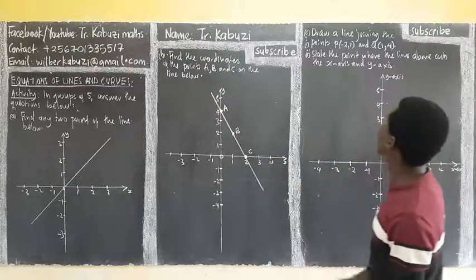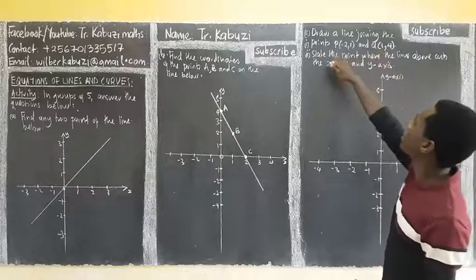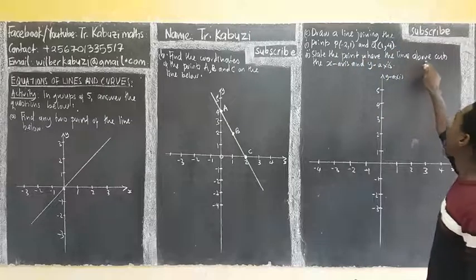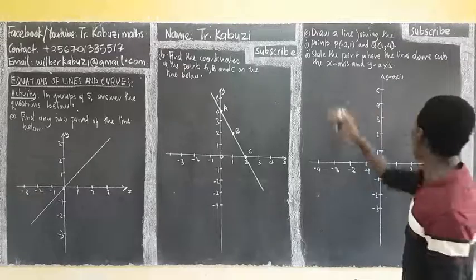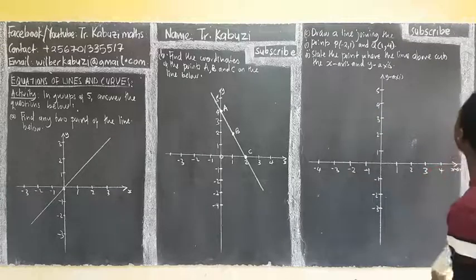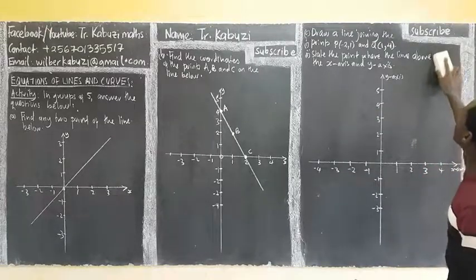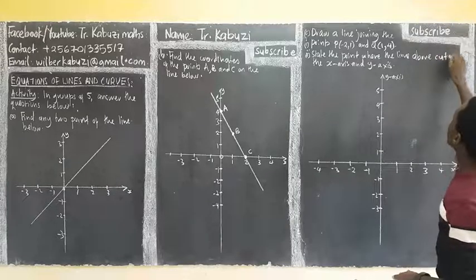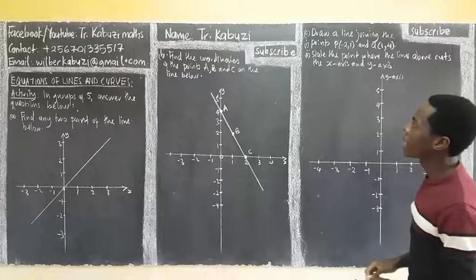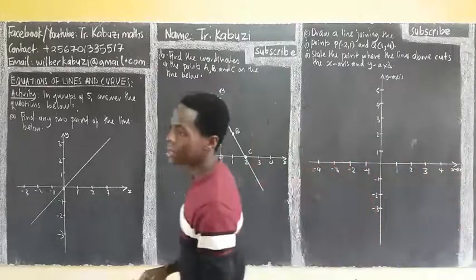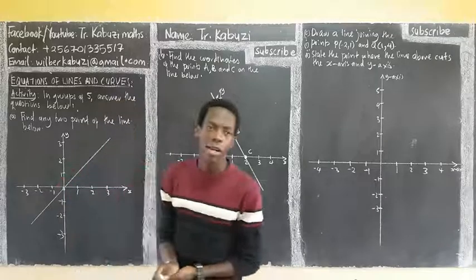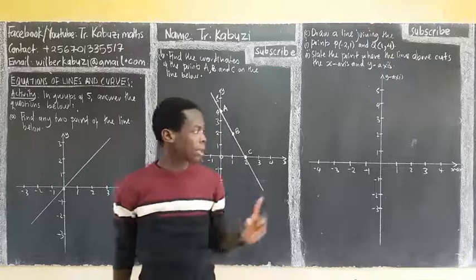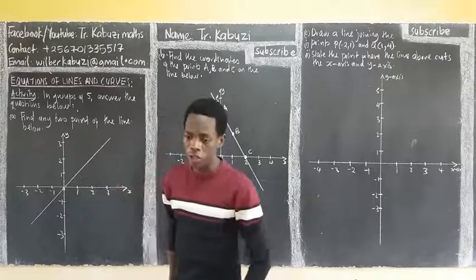Then here, the red line joining the points P, Q. Then the points where the line above cuts the x-axis and y-axis. So this is cuts. They want you to get where this line cuts the x and the y-axis. Of course, you know the y-axis and the x-axis. Okay, so we are going to start with that. We are going to do it in groups of 5. So can we start? You are having 5 minutes for each.